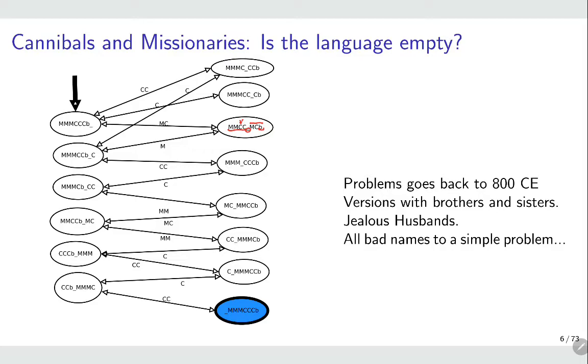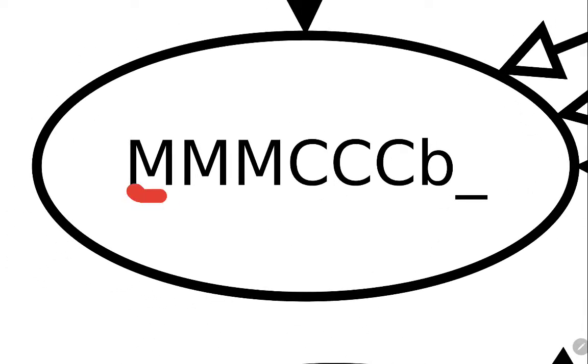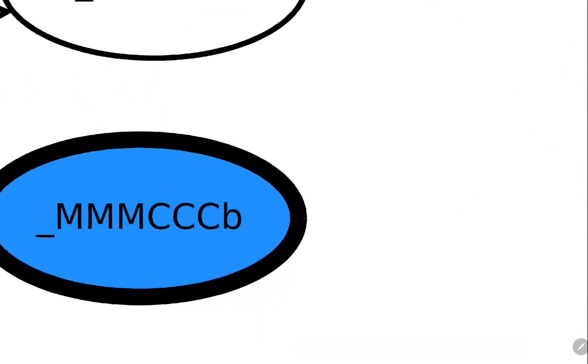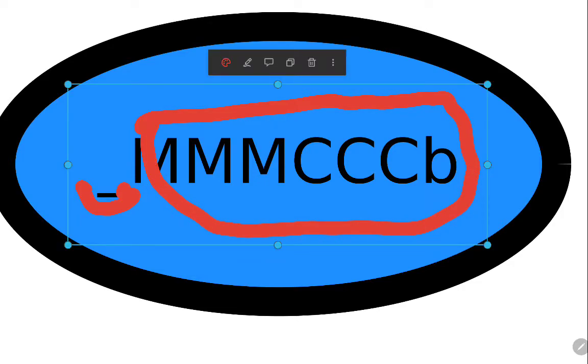I've not written down states that are invalid, where the cannibals outnumber the missionaries on one side, and then the game is over. We got into an invalid state. In the beginning, all the 3 missionaries and 3 cannibals and the boat are on one side of the river, and we have to get to the destination state, which is that all the missionaries, all the cannibals and the boat are on the other side. So that's the game.